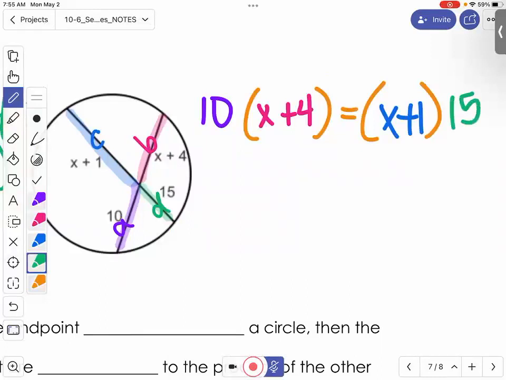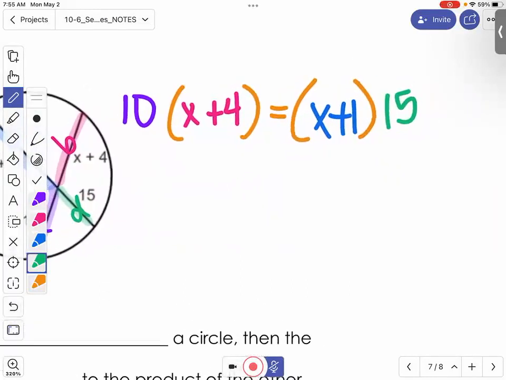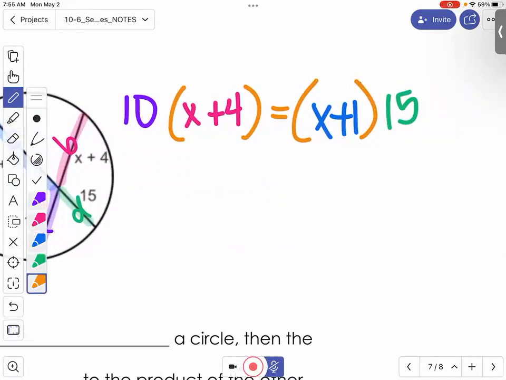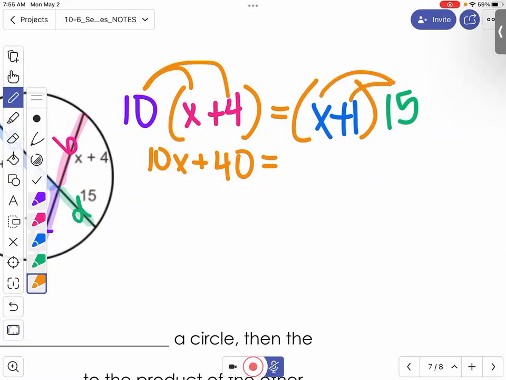Since now we're multiplying numbers by expressions outside of parentheses, we will need to use the distributive property. So 10 times X, 10 times 4. So 10X plus 40 is going to equal, and same thing for the second piece. Even though my 15 happens to be at the end, it's still the distribution. So 15 times X, so 15X, 15 times 1, so plus 15. And now we can solve this out.